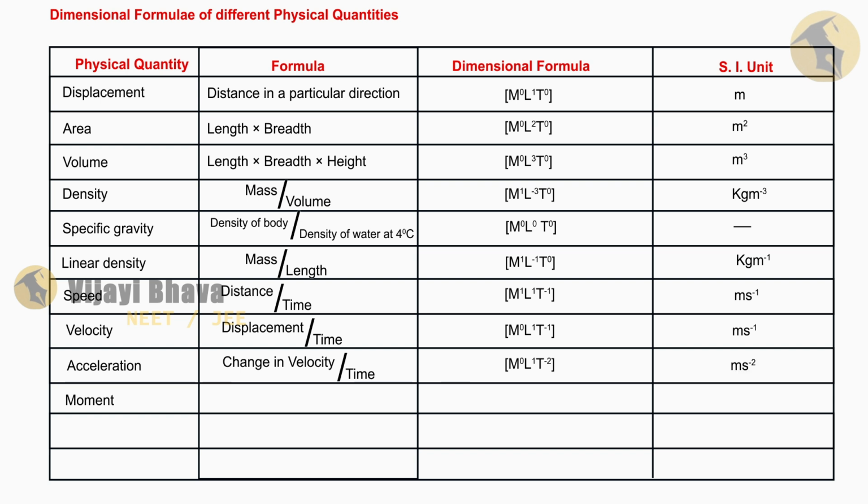The next is momentum. Momentum is the product of mass and velocity. Mass is given by M1, velocity is given by L1 T minus 1. Thus for momentum it becomes M1 L1 T minus 1.